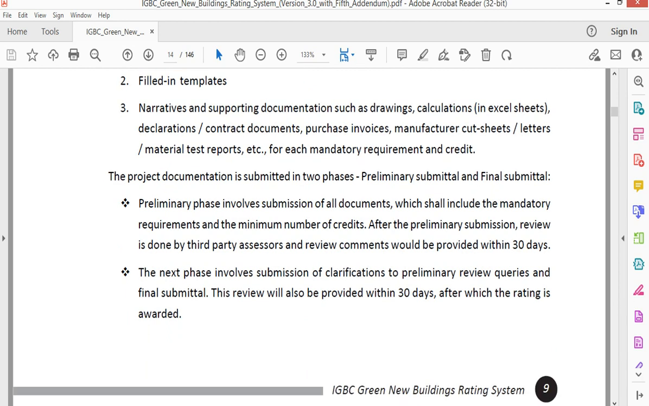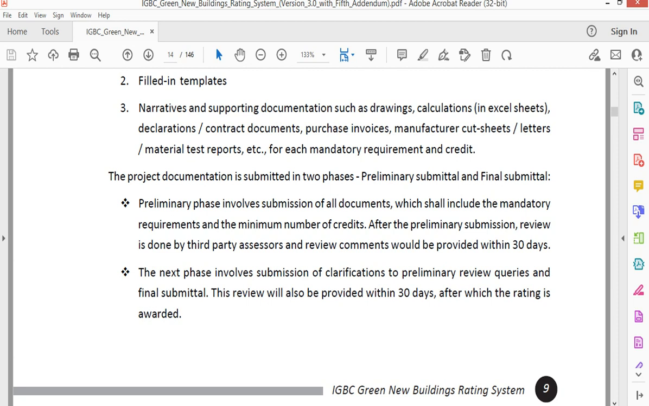Then come the filled-in templates, and then the narratives and the supporting documents, which include the drawings, which could be the architectural or the structural drawings, and the calculations, which are to be submitted in Excel sheets. This would be mostly about the quantity of the particular material and so on. Then the declarations, then the contract documents, the purchase invoices, the manufacturer cut sheets, the letters, the material test reports for each mandatory requirement and the credit.